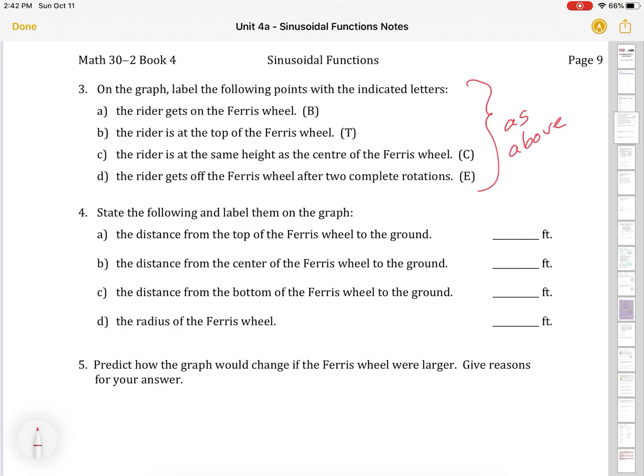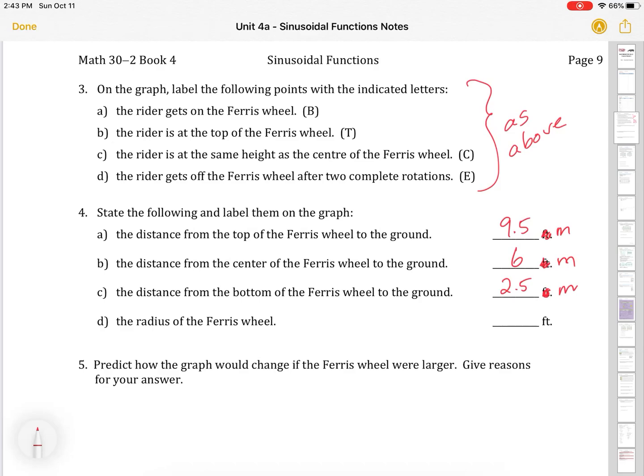State the following and label them on the graph. The distance of the top of the Ferris wheel to the ground. Well, when it's at the top, if we look at our chart, it's at 9.5 meters, right? The distance from the center of the Ferris wheel to the ground. Well, it was at 6 meters. The distance from the bottom of the Ferris wheel to the ground. Well, it was at 2.5 meters. And then the radius of the Ferris wheel. Well, we found that out before.